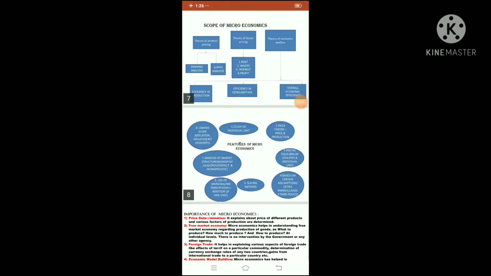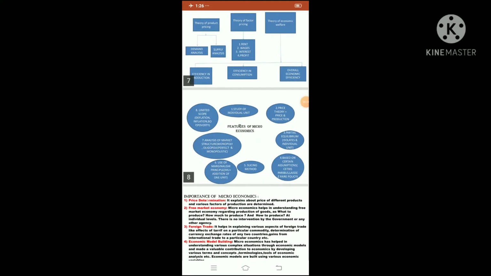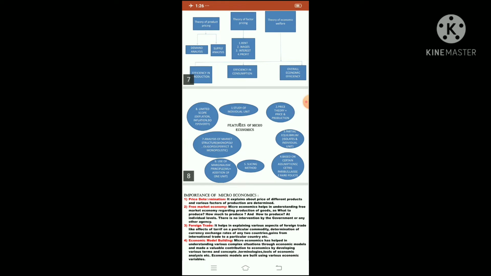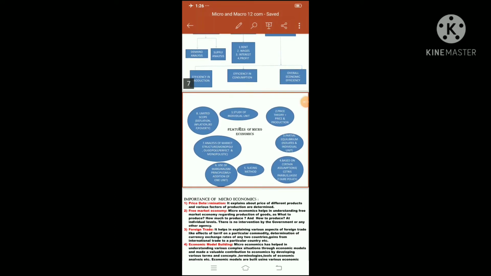Okay children, last period we studied about the scope of microeconomics. Now come to our next part in this topic, that is the features of microeconomics. Now we'll study one by one. See, features of microeconomics, children.